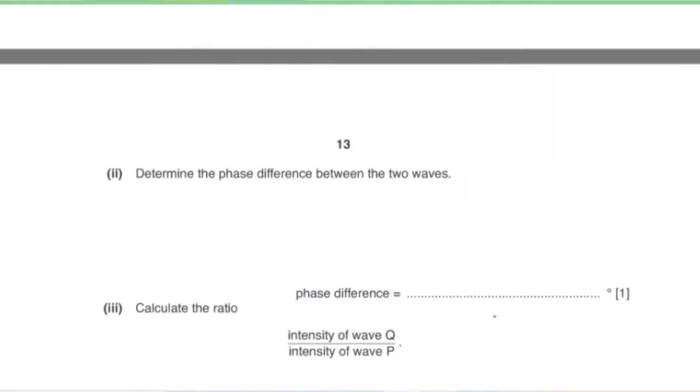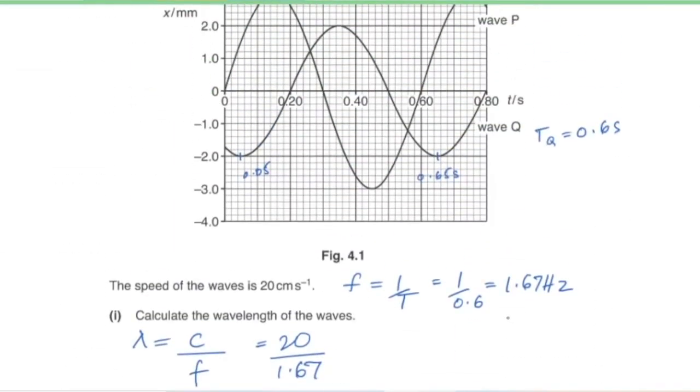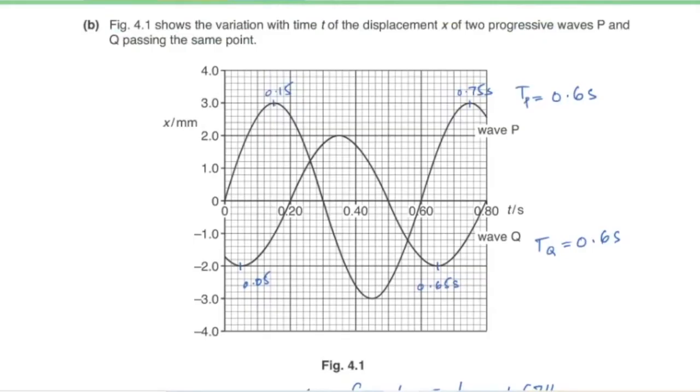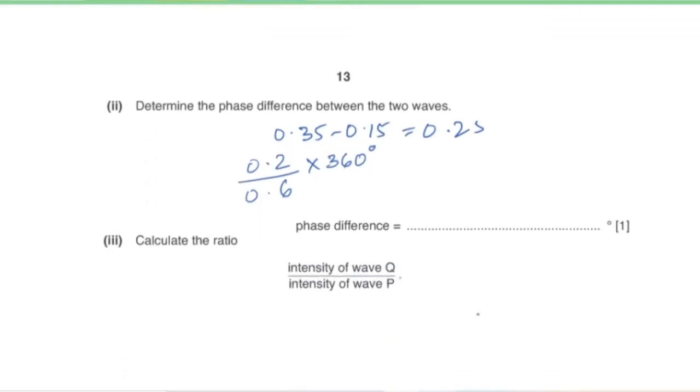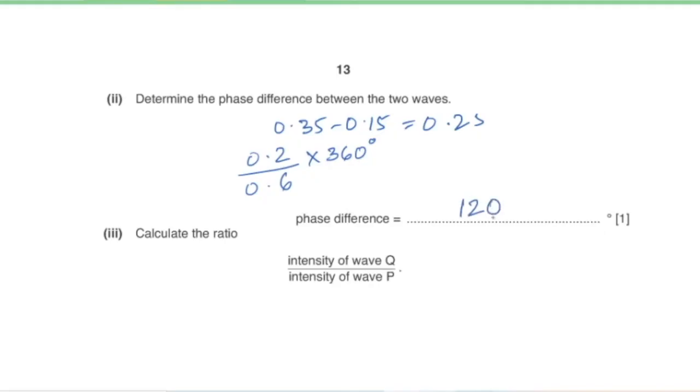Part 2, determine the phase difference between the two waves. So phase difference is going to be the time delay between these phase shifts. So this is 0.15 and this is equal to 0.35. So 0.35 and 0.15, the time delay is 0.2 seconds. Now you need to divide 0.2 by the time period of the wave, which is 0.6, and multiply that by 360 degrees to get the phase difference between the two waves. So phase difference would be 120 degrees.